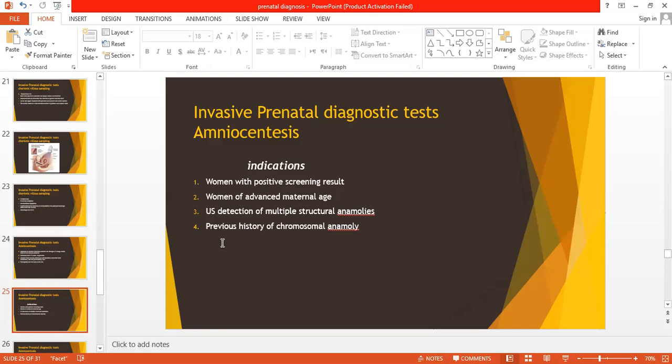And if you find multiple structural anomalies on ultrasound scanning, then you go for amniocentesis. Okay? And if there is a previous history of chromosomal anomaly, suppose there was previously a child with Down syndrome born, then there is again a 1% risk, that is a 1 in 100 risk, that this pregnancy is again carrying a child with Down syndrome. So all those mothers who have a previous child affected with Down syndrome need to go for the diagnostic test straight away, and there is no point of screening in them.